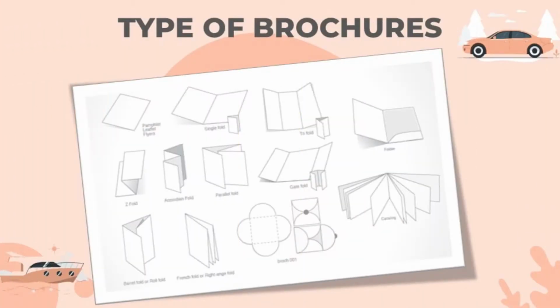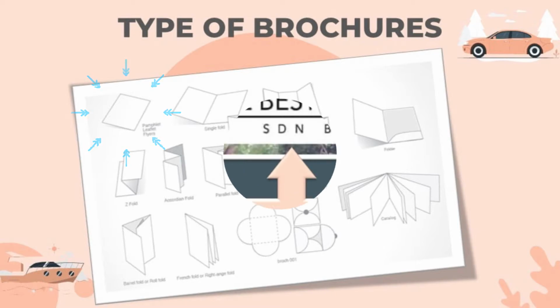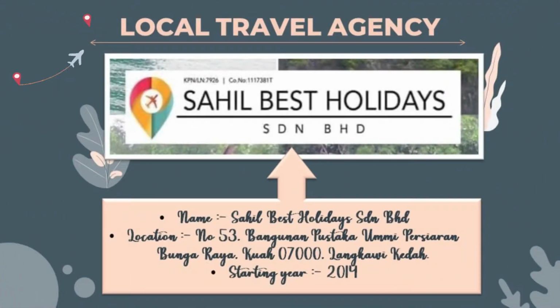Next is the type of brochure. There are a few types of brochure that we can commonly find. Here are some examples. For our group, we have chosen a flyer type for both of our tour brochures from a local and an international travel agency. Before we start presenting the brochure, let's take a look at some information about the local travel agency that we have chosen.